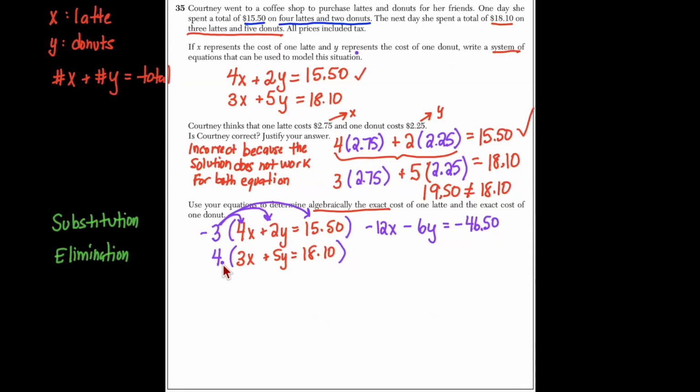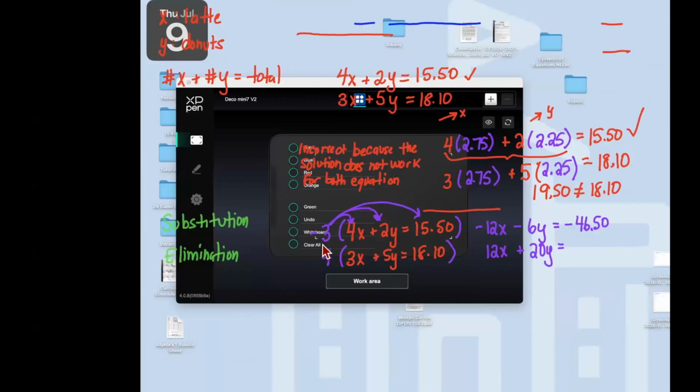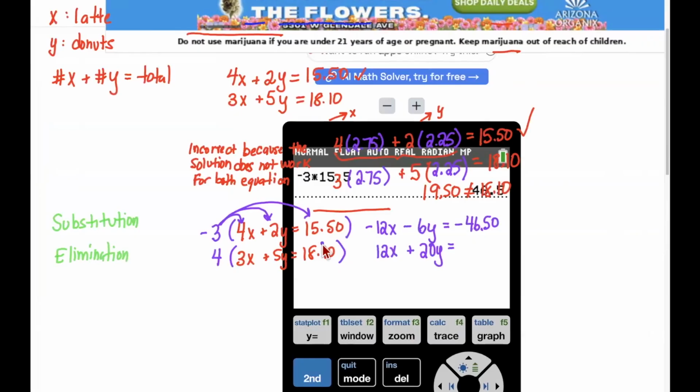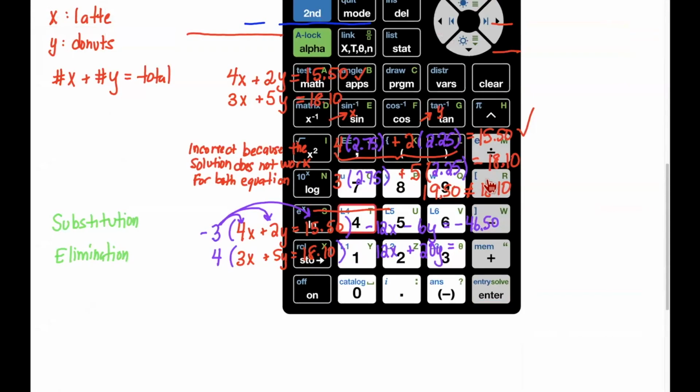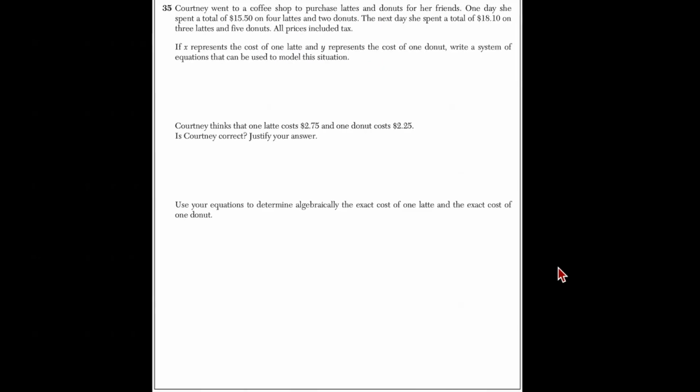Now, same thing with the second one. 4 times 3x, 12x. Same and opposite, so these will eliminate. 4 times 5 is plus 20y. And now 4 times 1810, again, handy dandy graphing calculator. 4 times 1810 gives me 7240.